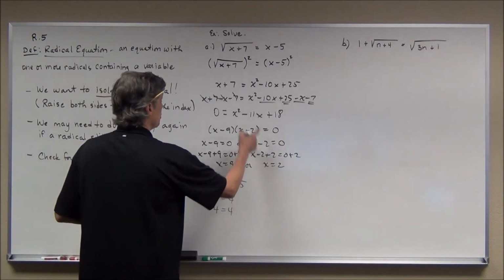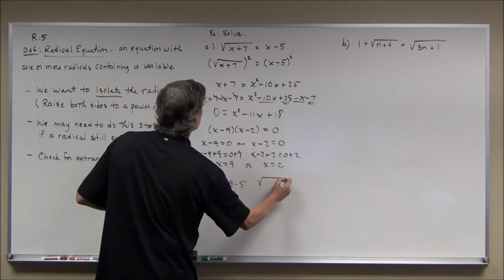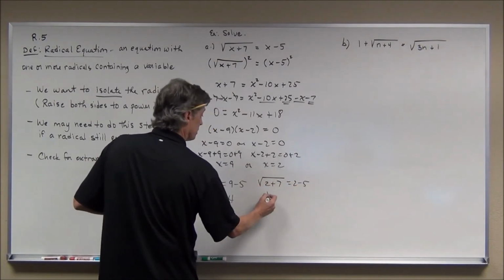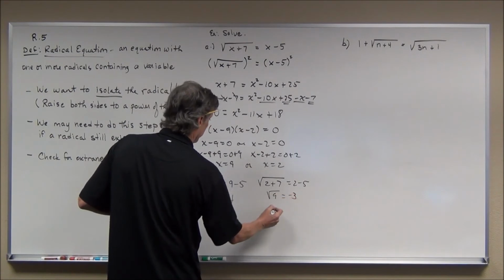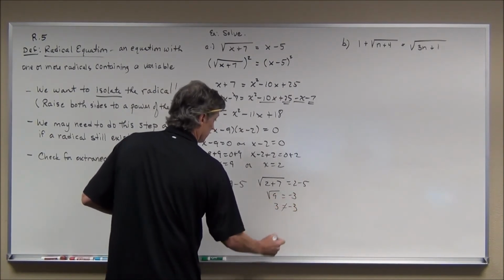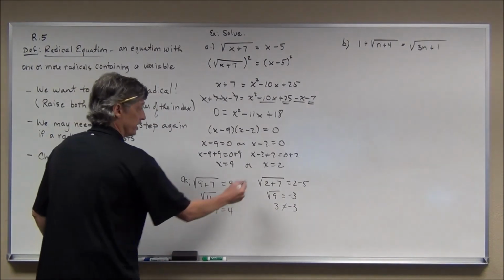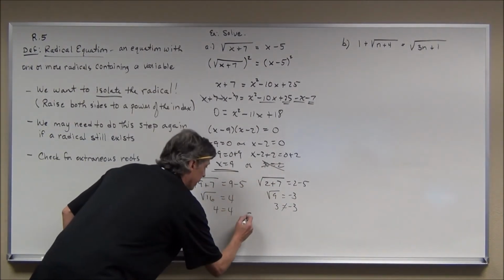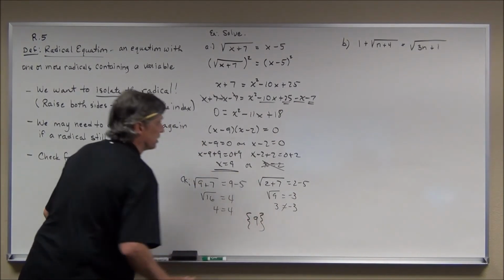Now if I plug the 2 in, I have the square root of 2 plus 7 is equal to 2 minus 5. This is the square root of 9 equals negative 3. And no, the principal square root of 9 does not equal negative 3. It equals positive 3. So I have an extraneous solution. So my answer is just x equals 9, or the solution set with just the 9.